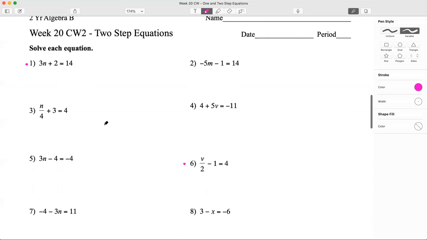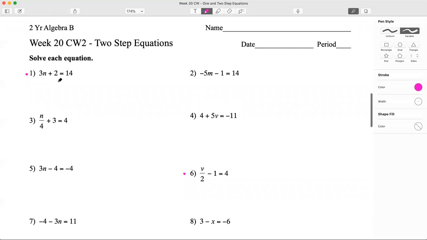Next worksheet, number 1, two-step equations. First step is add or subtract the constant, then multiply or divide the coefficient. So since our constant is being added, we will subtract it. First, we add or subtract the constant, making sure to do it on both sides. Carry down the 3n. This goes away. 2 minus 2 is 0. Equal sign comes down. 14 minus 2 is 12.